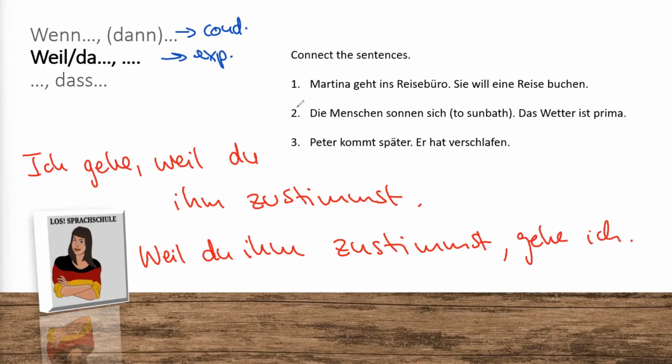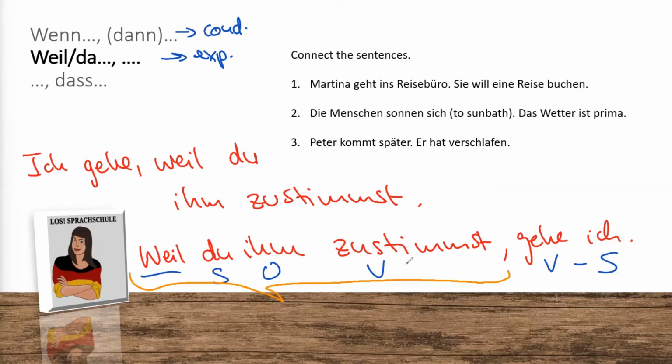So, what do we have here? What do we have to remember? The weil needs a subject, object, verb. So again, verb at the end. And we have the verb in the beginning of the second part, verb, subject. The whole thing here is an additional, grammatically speaking, an additional information. Therefore, we have verb subject construction.